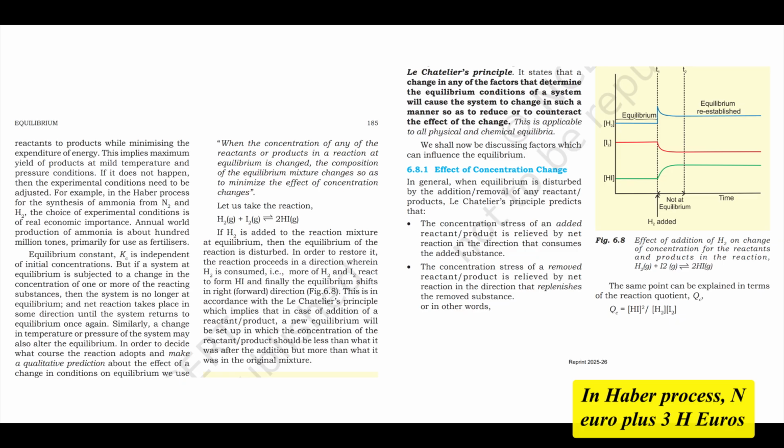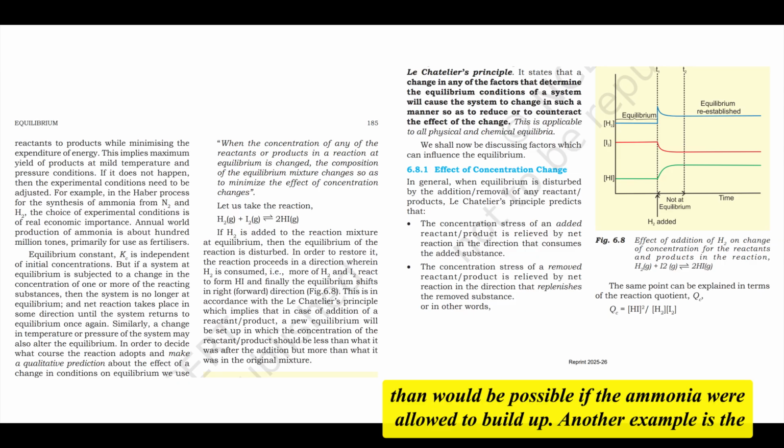In the Haber process, N2 plus 3 H2 to 2 NH3, the ammonia product is continuously liquefied and removed from the reaction chamber. Removing the product keeps the concentration of NH3 low, which, according to Le Chatelier, constantly shifts the equilibrium to the right, driving the reaction to produce more and more ammonia, and thus achieve a higher overall yield than would be possible if the ammonia were allowed to build up.